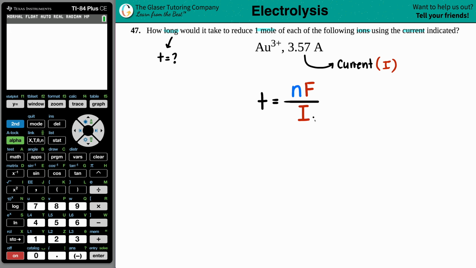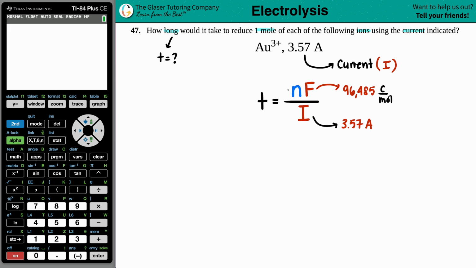So we're going to plug in for your I value, right? That's the current, so that's 3.57 amps. So that's all taken care of. F is Faraday's constant, which is a constant number. So that's a given: 96,485. If you want to know the units, it's just coulombs per mole.